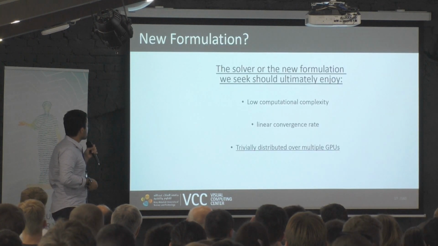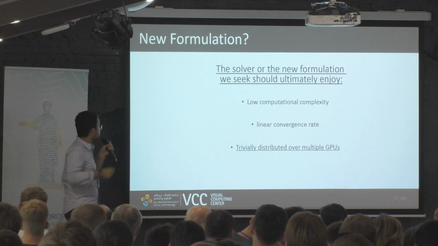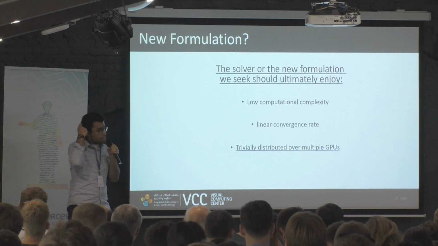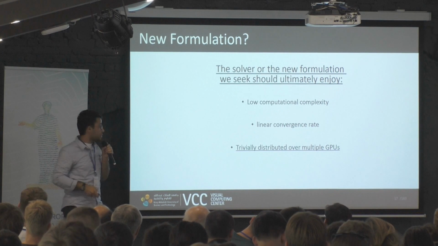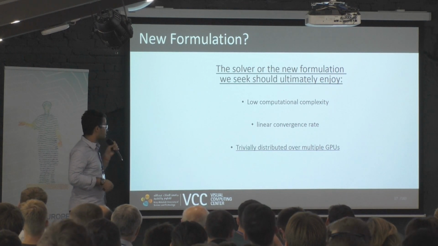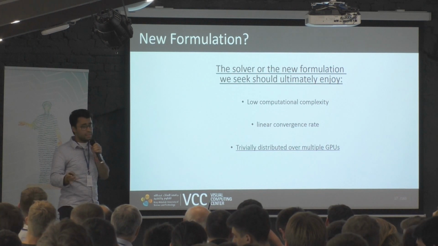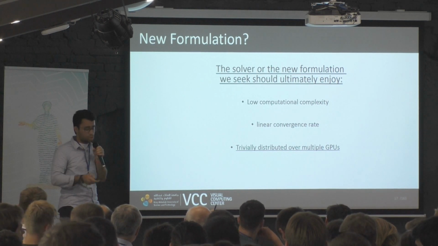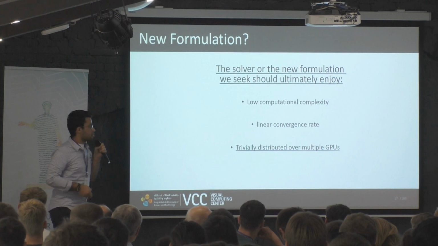Okay, so what we really want to do is to provide either a new algorithm or a new reformulation to this problem, in which it enjoys this linear convergence of ADMMs, very low computational complexity, and ideally it would be nice to distribute it over multiple GPUs. So how are we going to do this?